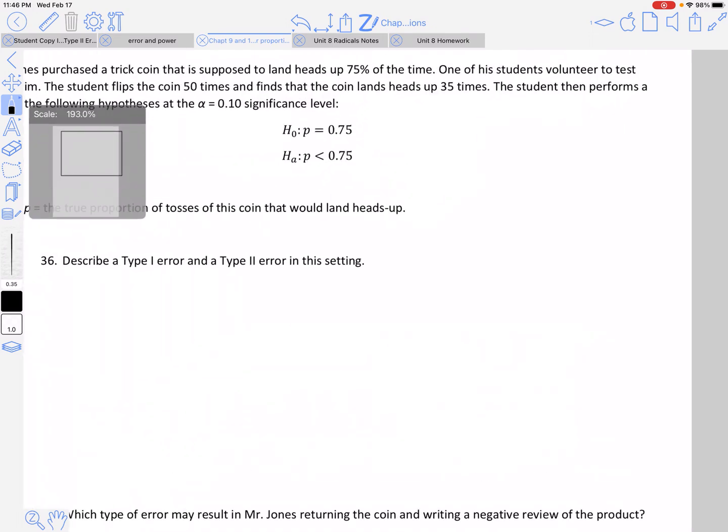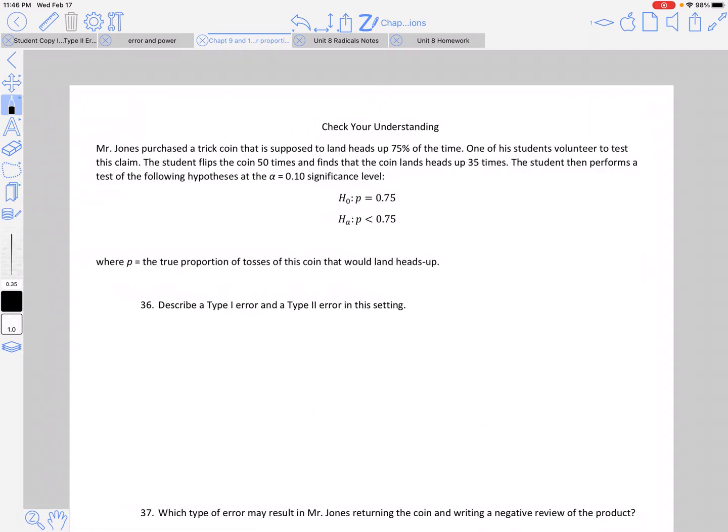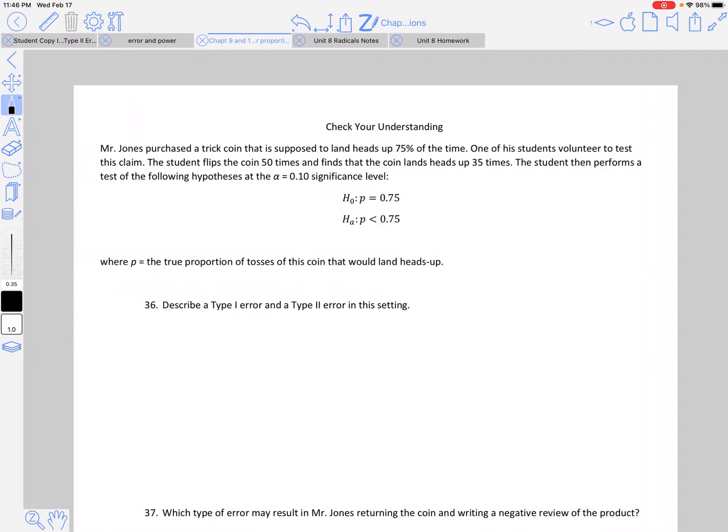So let's go through this activity real quick. Mr. Jones purchased a trick coin that is supposed to land heads 70% of the time. One of his students volunteers to test this claim. He flips it 50 times, and it lands 35 times on heads, right? So the student then performs a test following these hypotheses at a significance level of 10%.